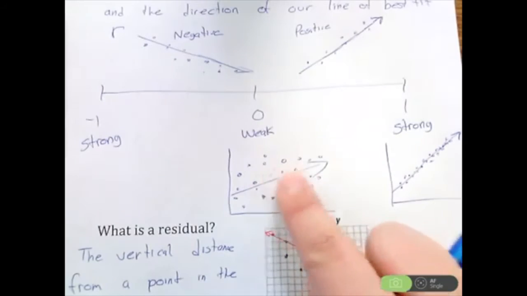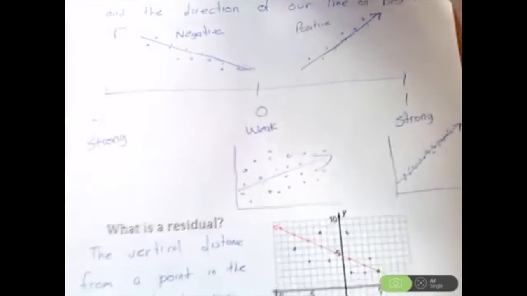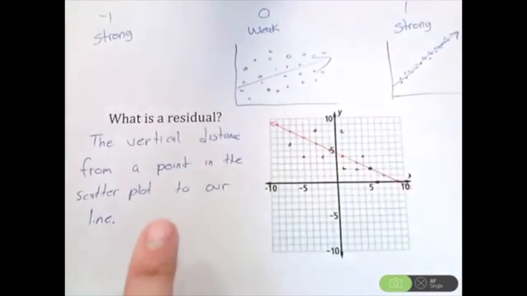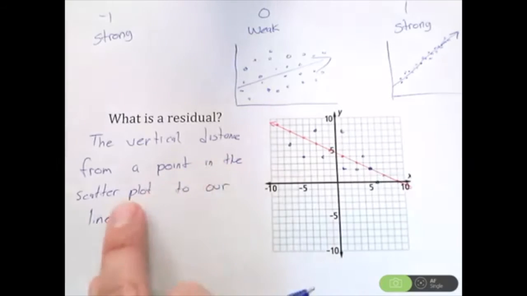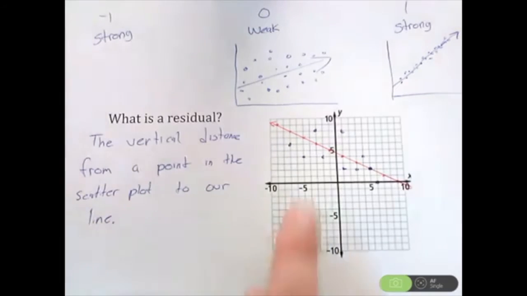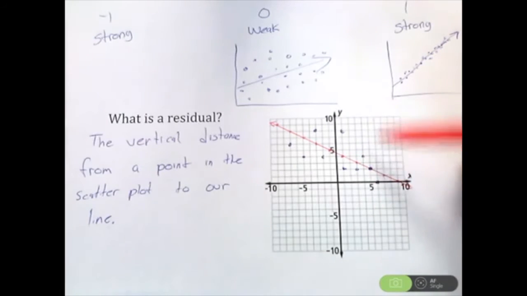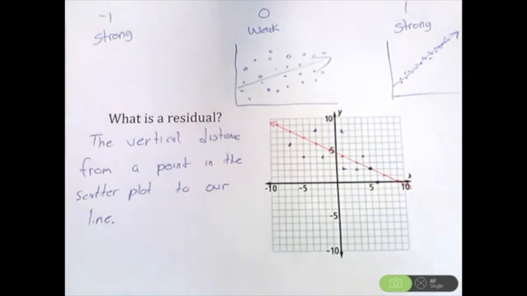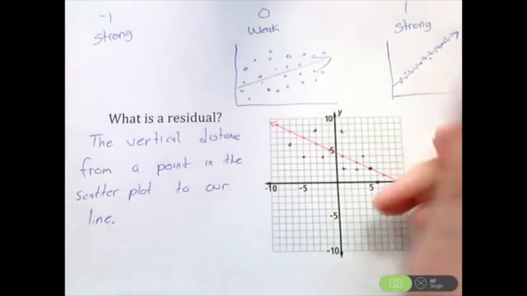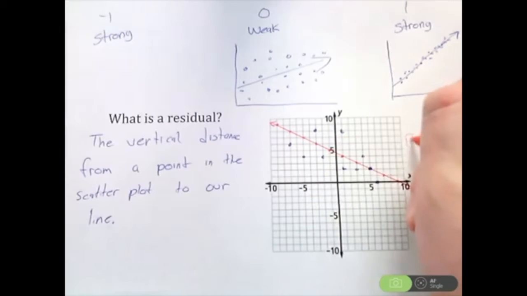The other way we can talk about the spread of these points around our line of best fit is with this last vocab word, a residual. It's the vertical distance from a point in the scatter plot to our line. I made a pretty basic scatter plot and a line of best fit. A residual is the vertical distance from a point to my line of best fit. But here's the catch: if the point is above the line, the residual is positive. If it's below the line, it's negative.